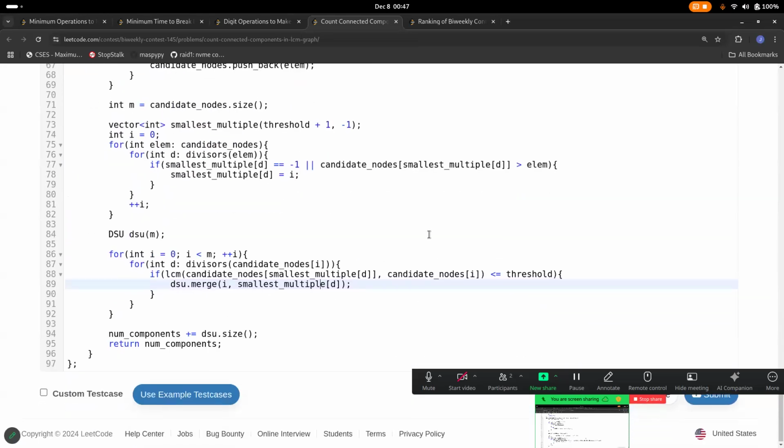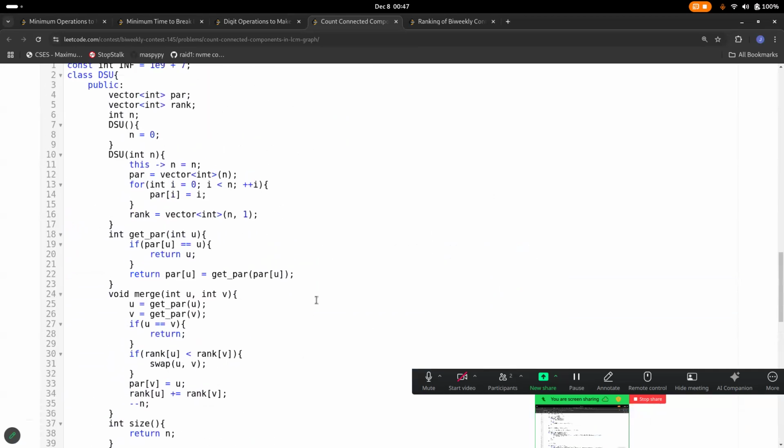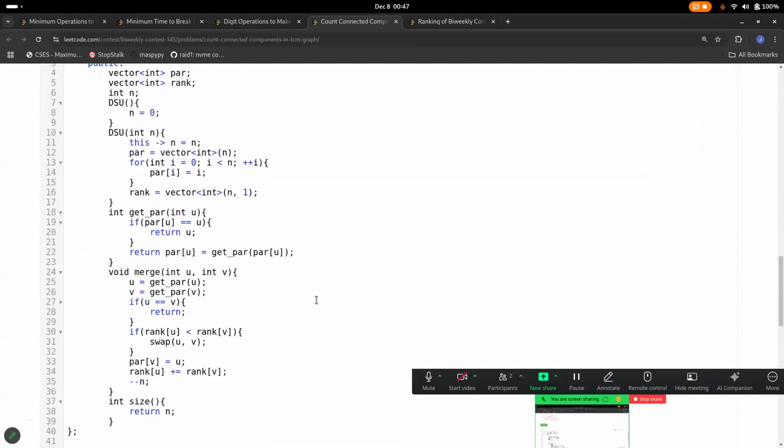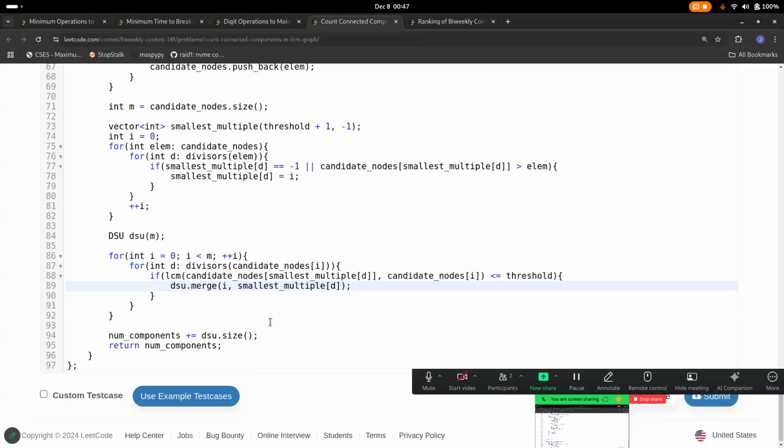About this disjoint set union, I think it's pretty late already, but overall what it helps us do is we can initialize it with m elements, and we can have this operation that merges two elements, the ith and the jth element. When you merge them, they are basically represented as a single unit. So after multiple merges, at the end, what you have is how many components there are in the graph. You can ask this question to the DSU with DSU.size. That's what we are doing here.